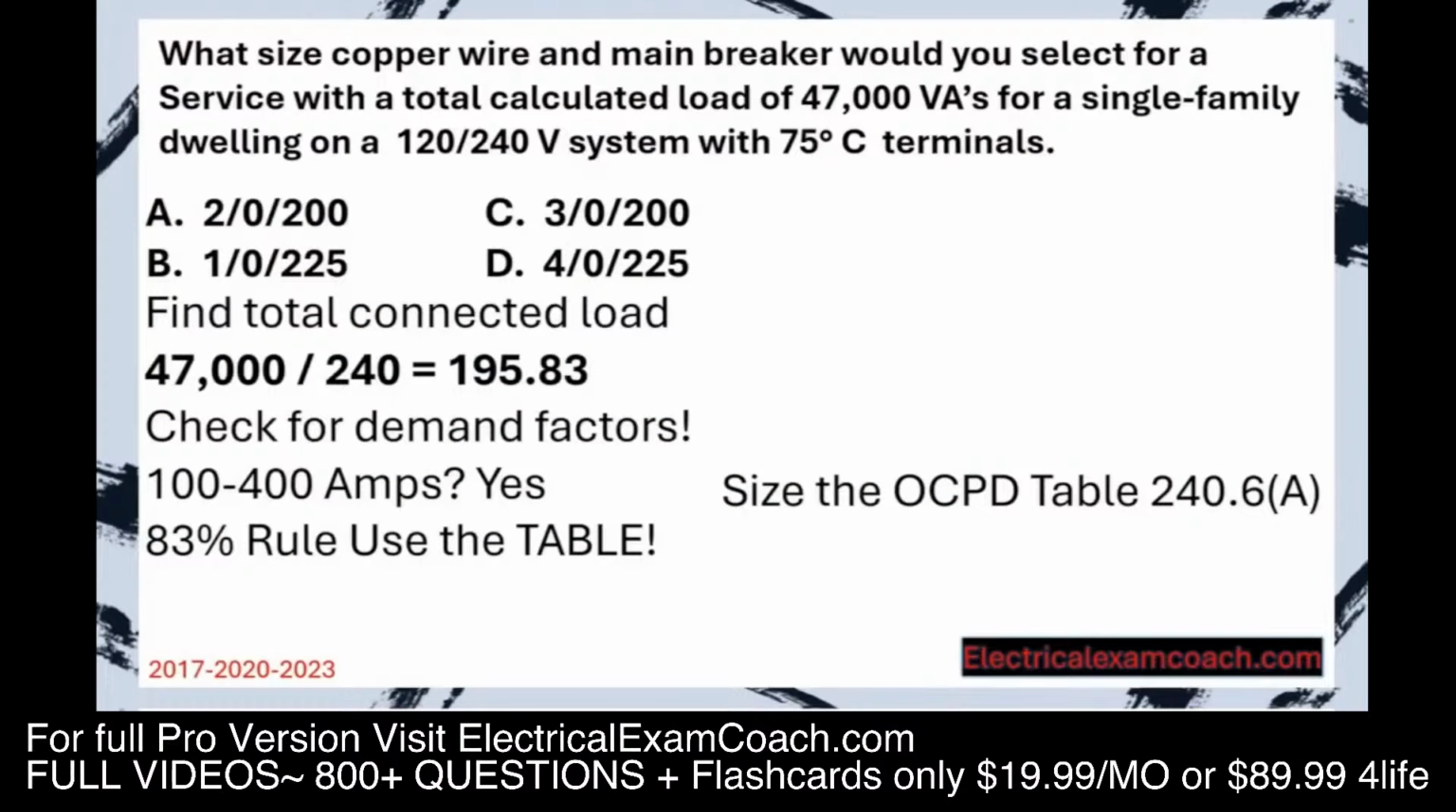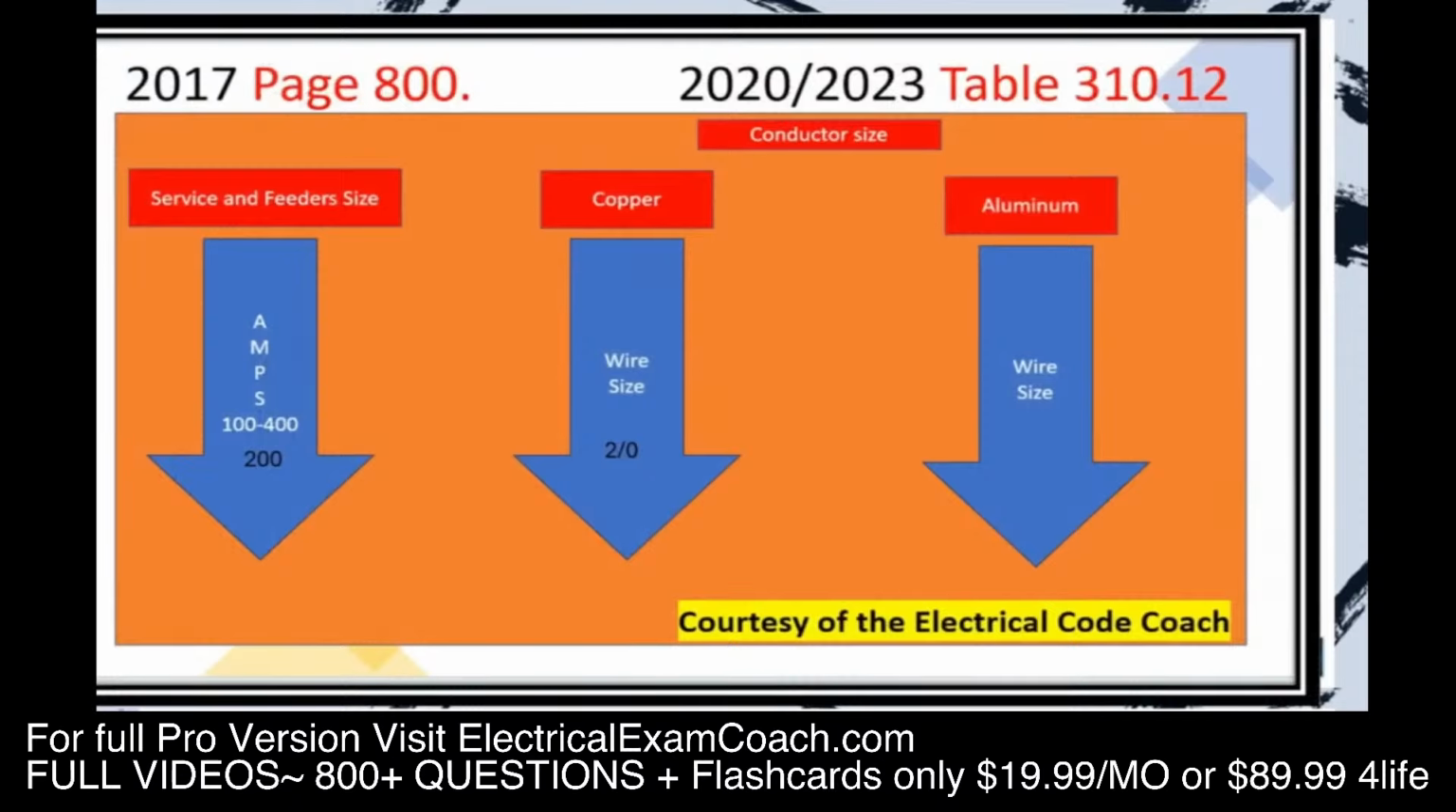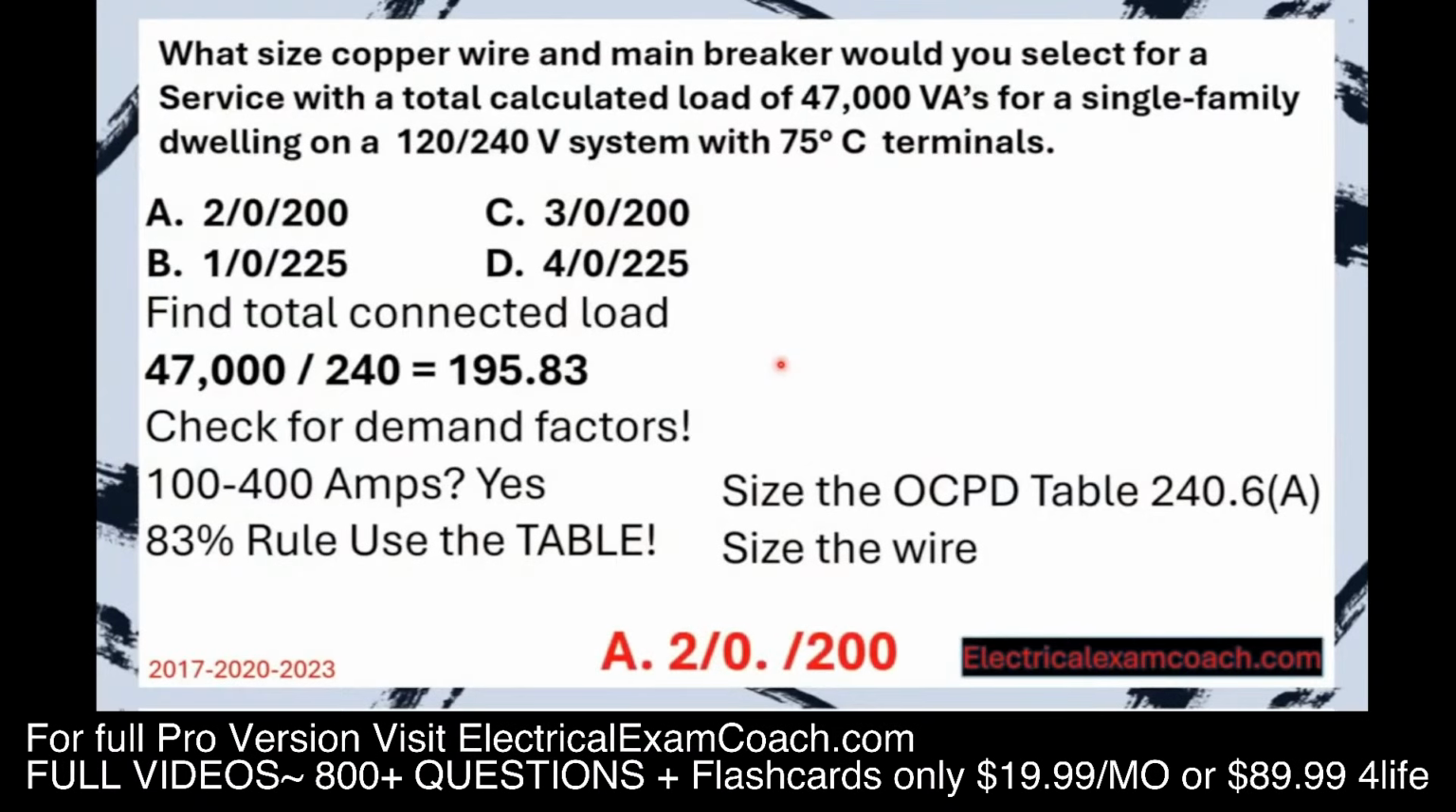Now we can use our cheat sheet table. When we head there, we're going to size the wire. Step 1, we're going to be on the left-hand side and find our size breaker. Then we're going to come over to the copper column because that's what it requested. And we're going to find that we need to put it on a 2-aught. And in this case, we would have 2-aught copper on a 200 amp service. Great job.